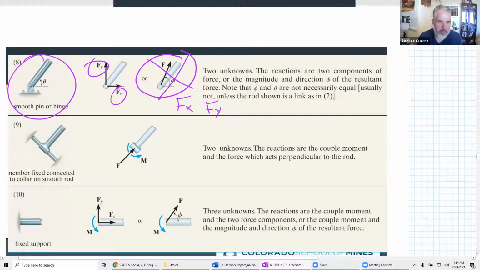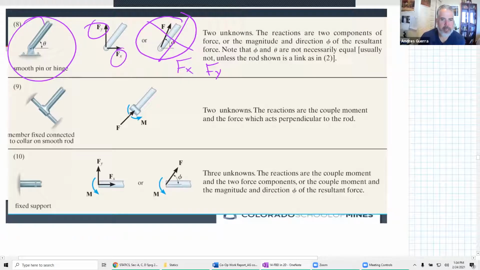So doing it as a force and an angle, just not a great idea. Let me skip down to 10 right here. 10 is a fixed support. This fixed support is really our first one that prevents rotation, isn't it? This prevents this object from rotating, and it also prevents it from translating. So now we see a moment on there.